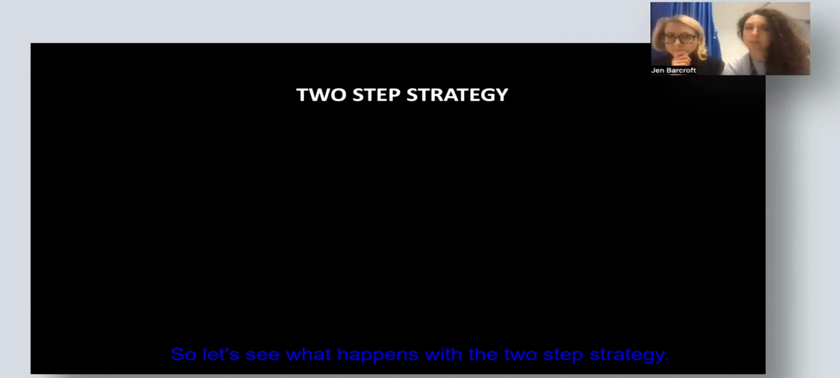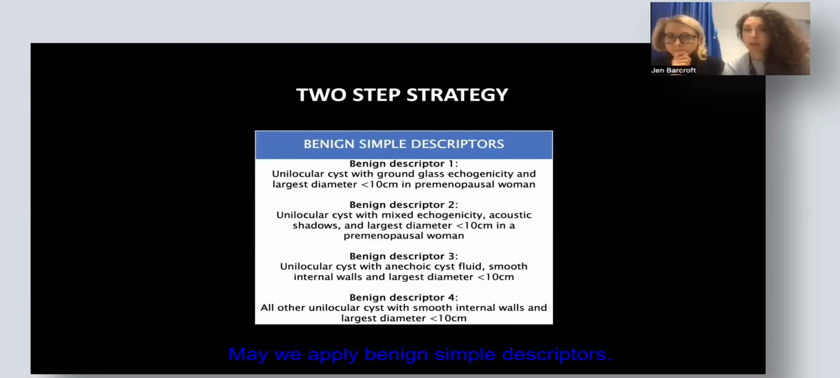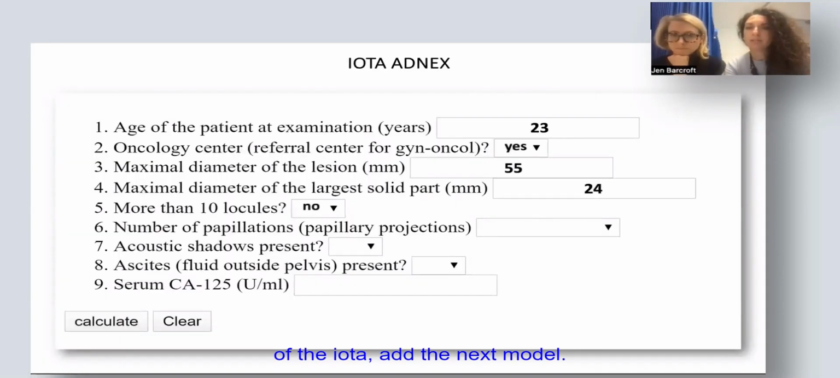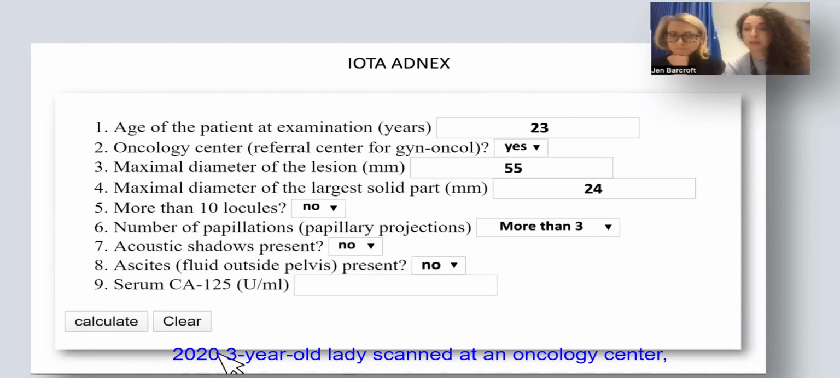So let's see what happens with the 2-step strategy. May we apply benign simple descriptors? Again, we are talking about a multilocular solid lesion, so no benign simple descriptors applicable. We then go for the application of the IOTA ADNEX model. 23-year-old lady, scanned at an oncology center, 55 millimeter, the largest diameter of the lesion, 24, the largest diameter of the solid component. No more than 10 locules, more than 3 papillation, no acoustic shadow, no ascites. And in this case, CA125 was not available.